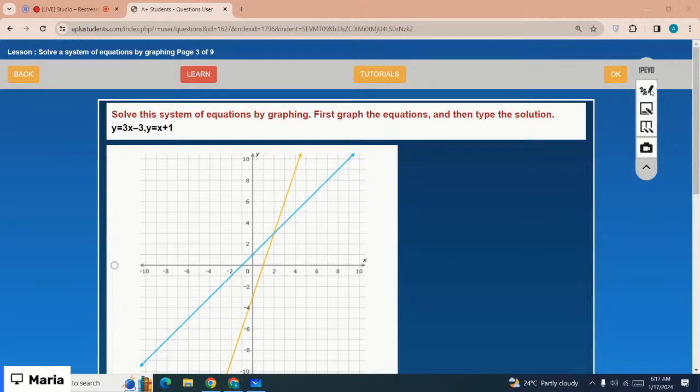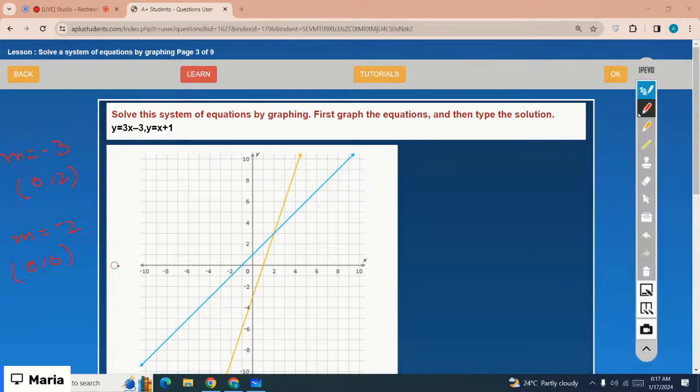Okay, for the next, just look at the equations. For the first one, slope is 3. The y-intercept is x is 0, y is -3, right? For this one, you have slope is 1 and the y-intercept is 0, 1, right? So I think this is the correct option.